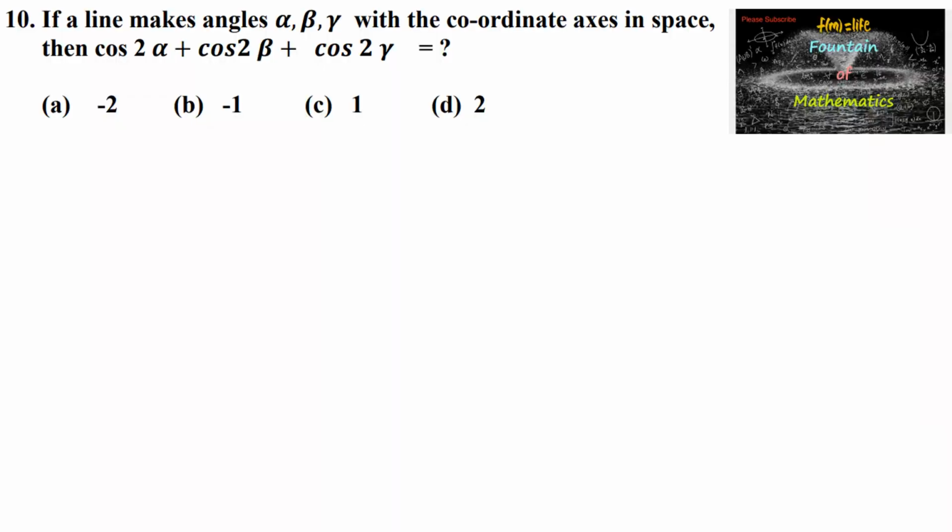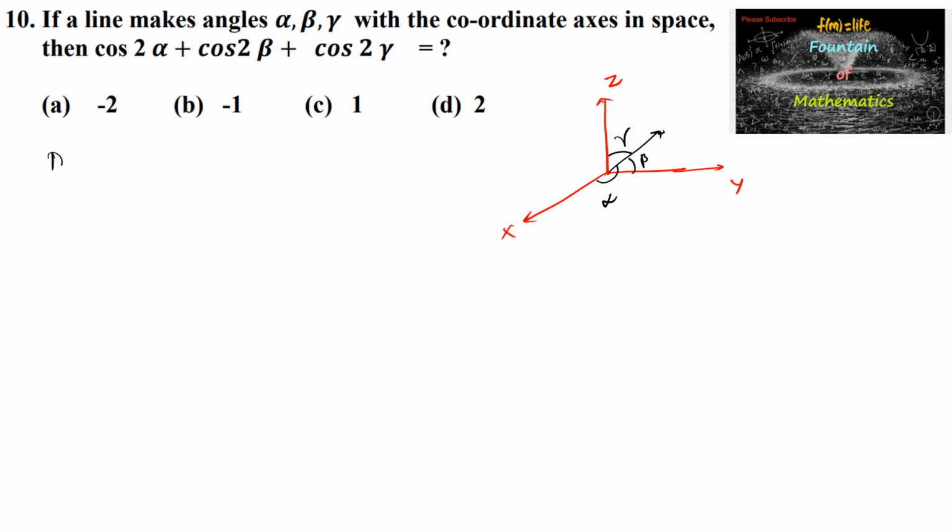If a line makes angles alpha, beta and gamma with the coordinate axis in space, then cos 2 alpha plus cos 2 beta plus cos 2 gamma is equal to. So x-axis, y-axis and z-axis in space. Let us consider there is a line which makes with an x-axis alpha and with y-axis is beta and with the z-axis say gamma. Then we can say cos of alpha, direction cosines of the line.